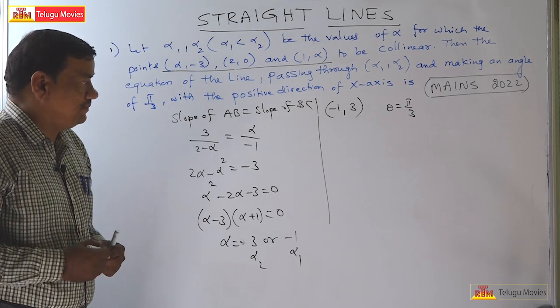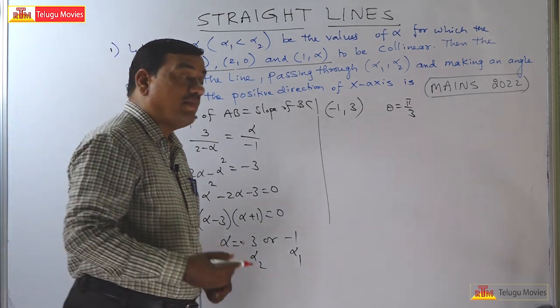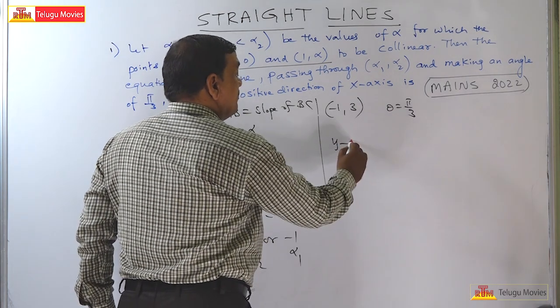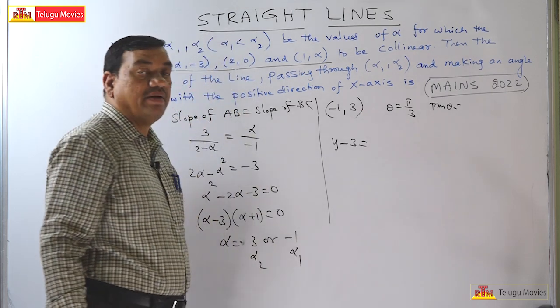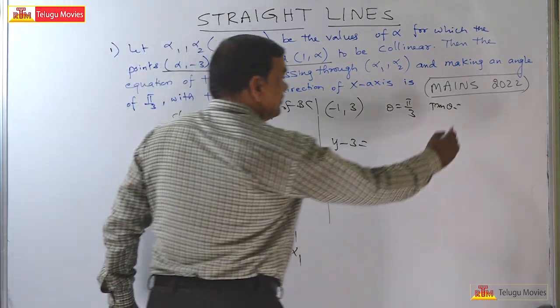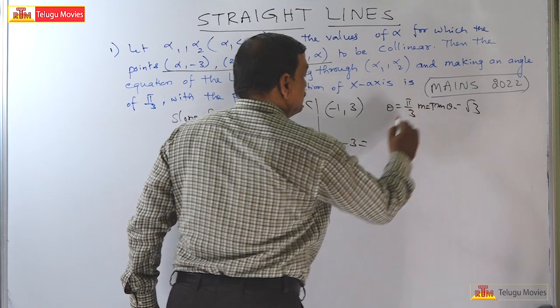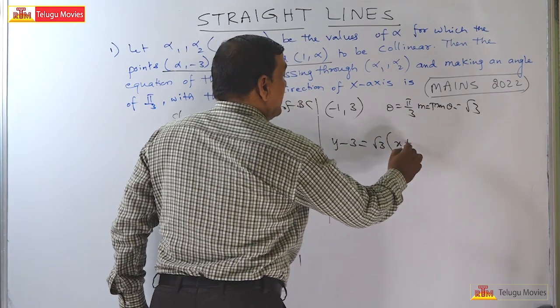So what is the equation of the line? y minus y1 is equal to m into (x minus x1), where m is tan theta. Theta is pi by 3, that is 60 degrees, and tan 60 is root 3. This is the slope. So the equation is y minus 3 is equal to root 3 into (x plus 1).